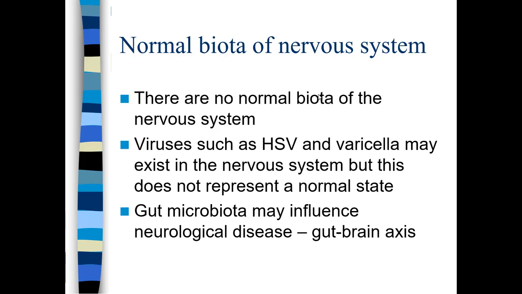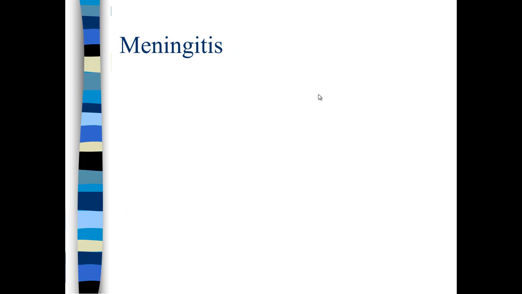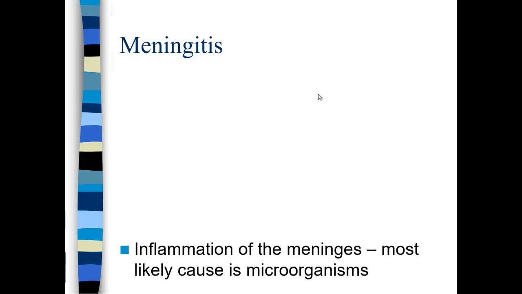There are also gut microbiota, and they may influence neurological disease. There's a gut-brain axis, so there are a lot of neurological diseases that are tied to the gut microbiome. Okay, and so then we start with diseases. If we look, we've got meningitis.